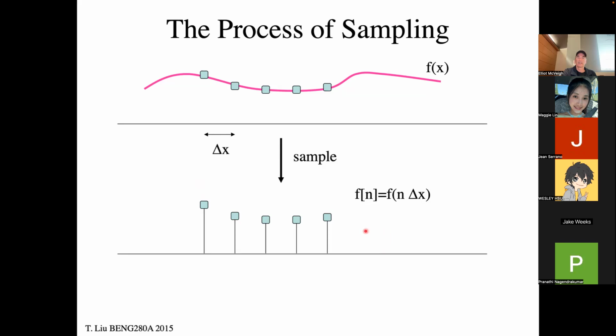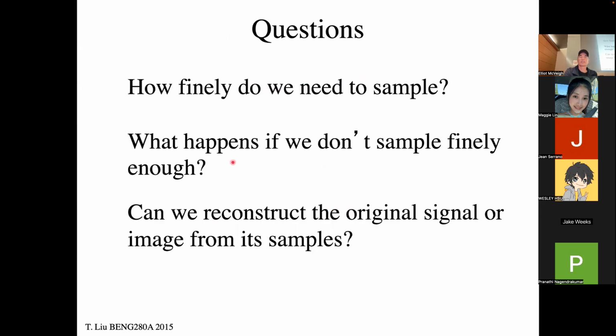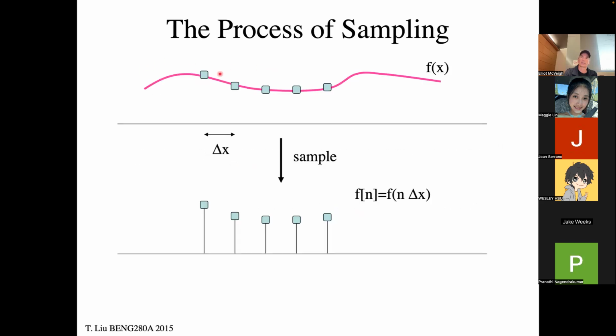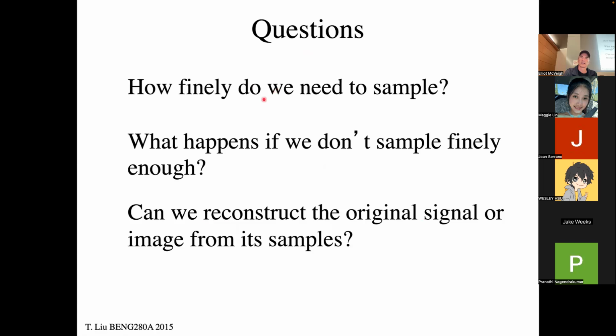And this is shown as just a sequence of numbers, labeled by n. So the questions are, how finely do you need to sample in order to represent this function adequately? What happens if you don't sample finely enough? What are the consequences of that?